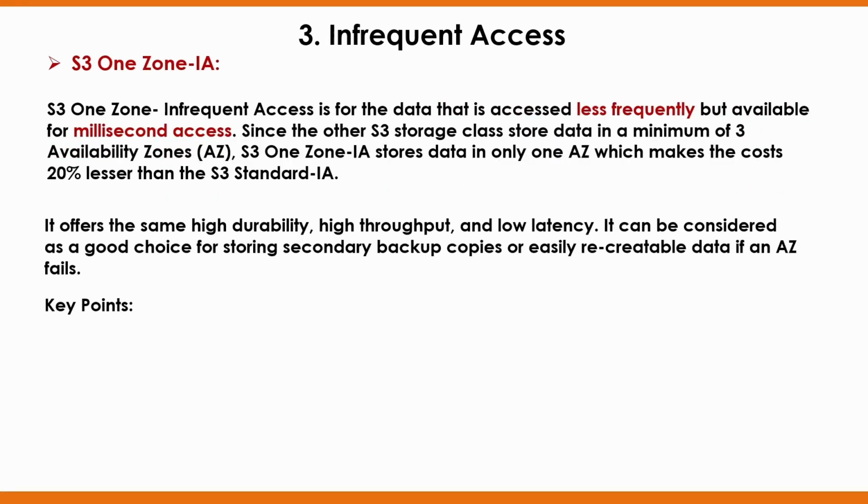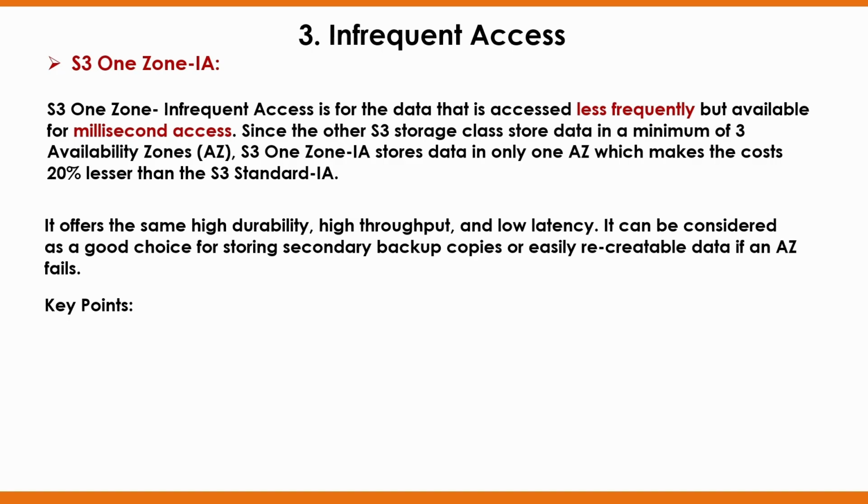Let's see the second storage class in infrequent access. So we have One Zone-IA, that is infrequent access. One Zone-IA is for data that is accessed less frequently but available for millisecond access. Since the other S3 storage classes store data in a minimum of 3 availability zones, S3 One Zone-IA stores data in only one AZ. Make sure that you remember this.